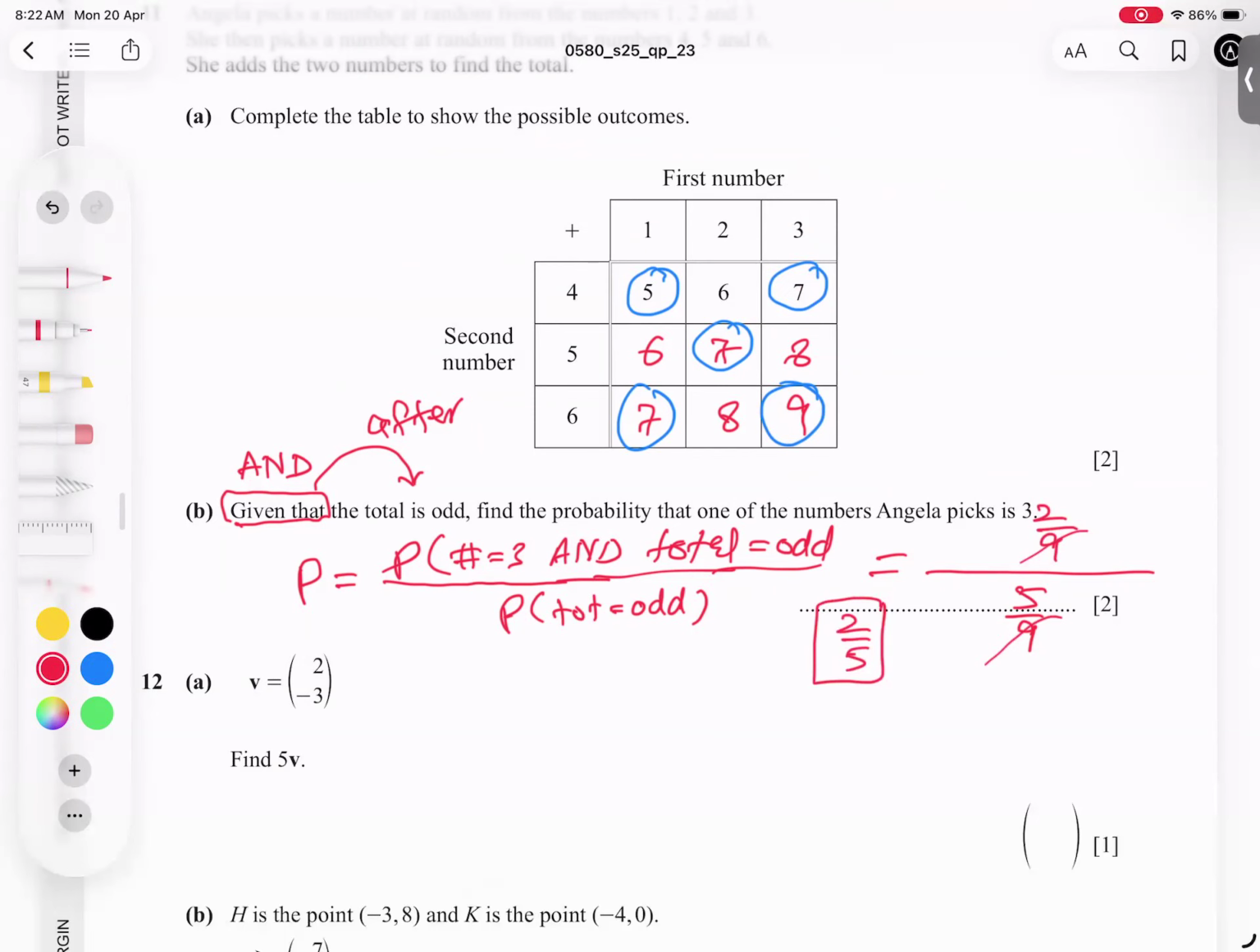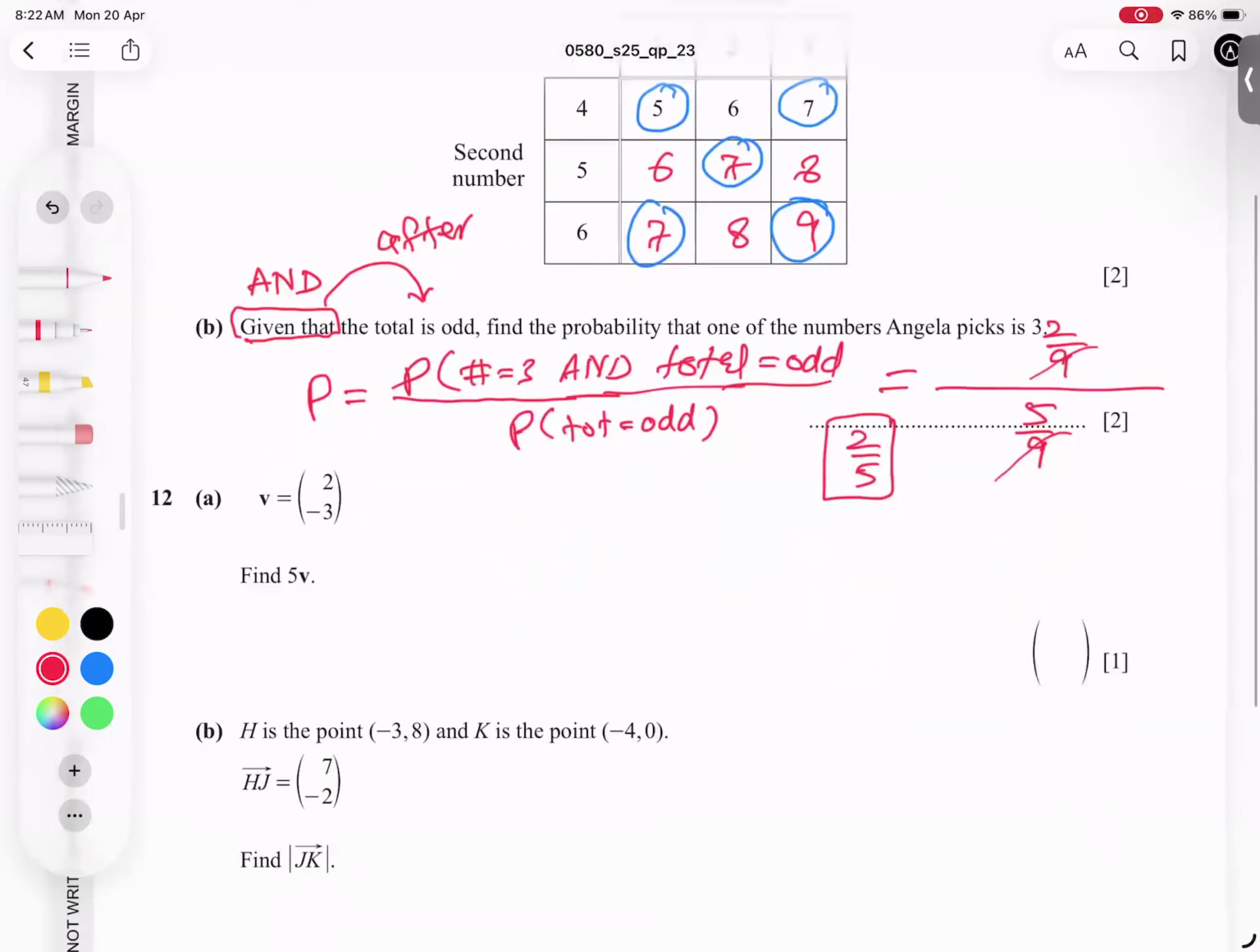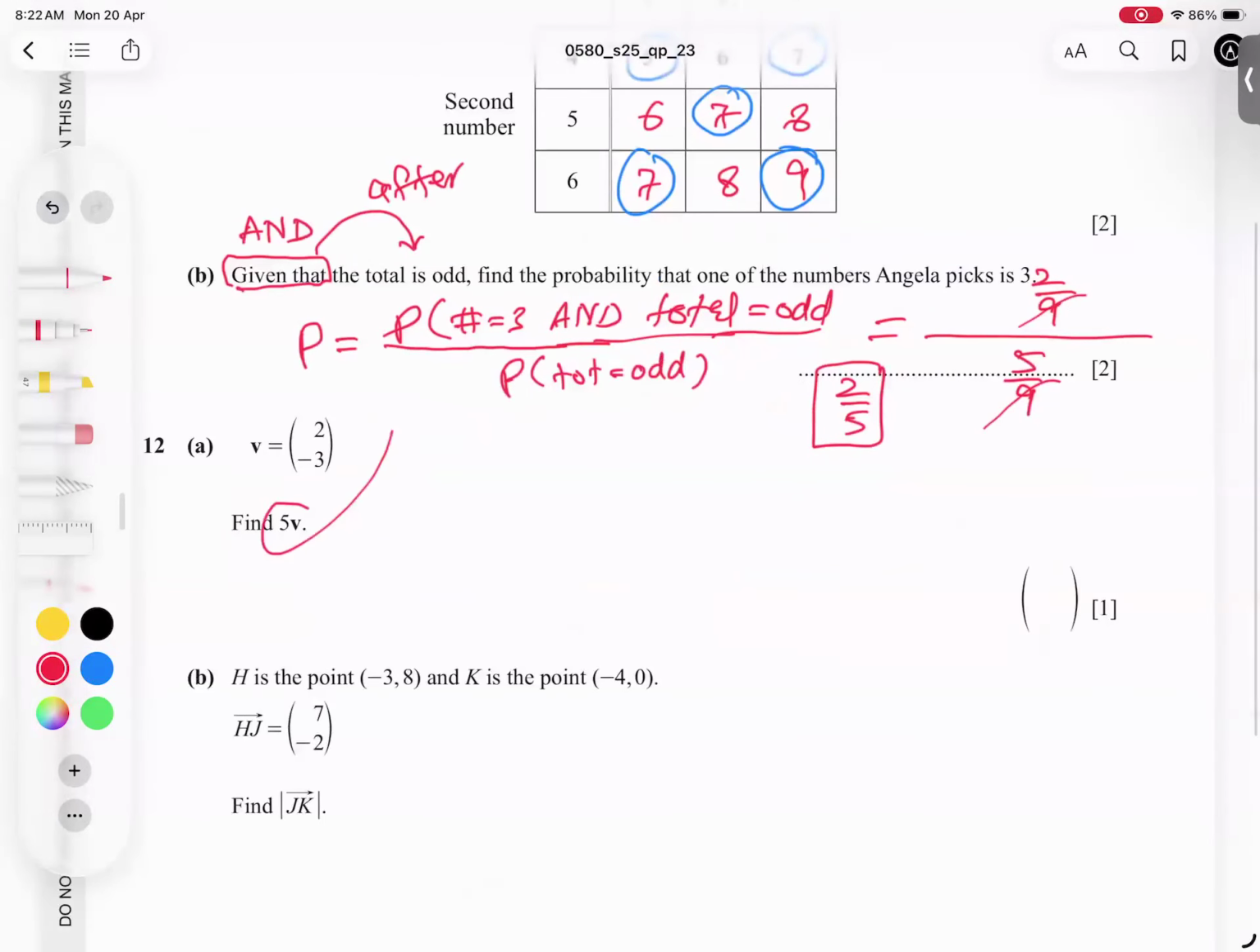I believe you got the point. And how to get this one? 5 multiplied with a v. So 5v means 5 times this and 5 times this. And finally, I got 10 and minus 15. And then you write it in this space. Okay. I think the point is very clear.